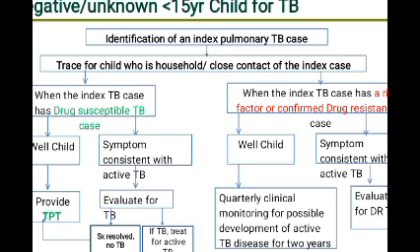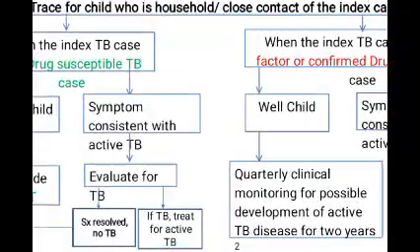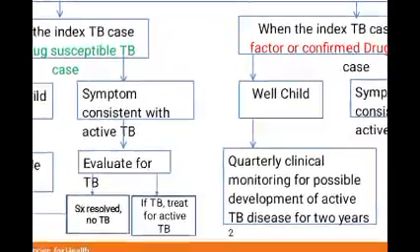When the index TB case has drug-susceptible TB, well child, symptom consistent with active TB, provide TPT, evaluate for TB. Symptom resolved, no TB. If TB, treat for active TB.